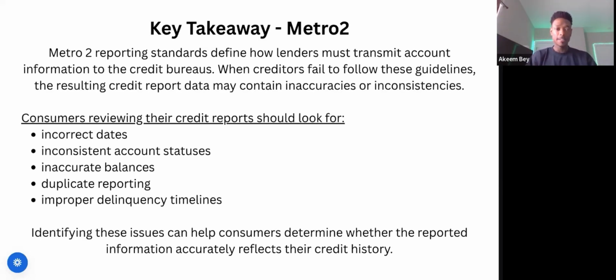So key takeaways for Metro 2: Metro 2 reporting standards define how lenders must transmit account information to the credit bureaus. So when creditors fail to follow these guidelines, the resulting credit report data may contain inaccuracies or inconsistencies. And this is what gives us the right to get this stuff off the credit report. So you should review your credit report, and you want to look for incorrect dates, inconsistent account statuses, inaccurate balances, duplicate reporting, improper delinquency timelines, and any of the other things that we just went over. And identifying these issues can help you determine whether the reported information accurately reflects your credit history.